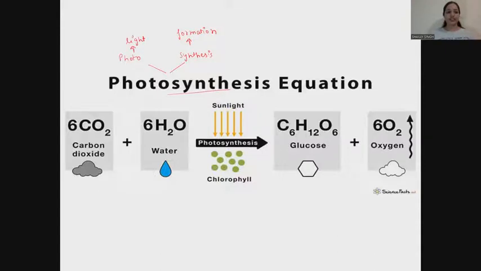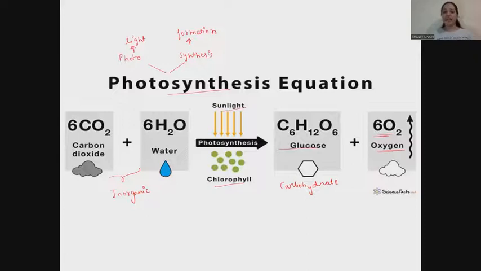In this equation you can see that these are simple inorganic compounds. You can see here that when carbon dioxide combines with water in the presence of sunlight and chlorophyll, it forms glucose. What is glucose? Glucose is a form of carbohydrate. And there is an important gas known as oxygen, which is liberated in the process of photosynthesis.